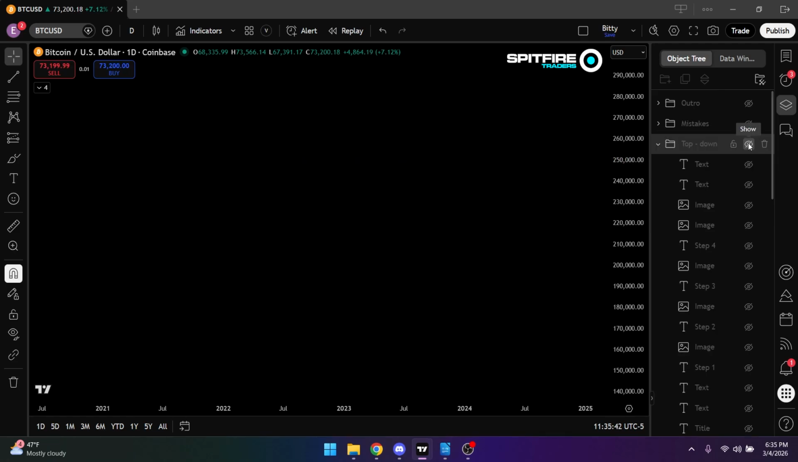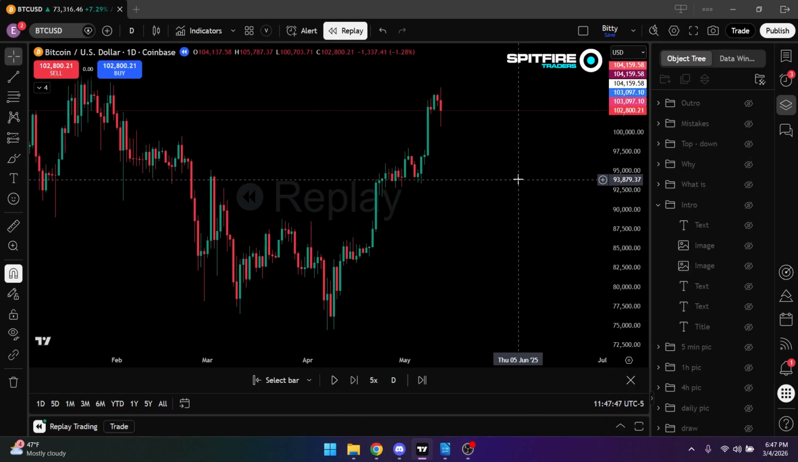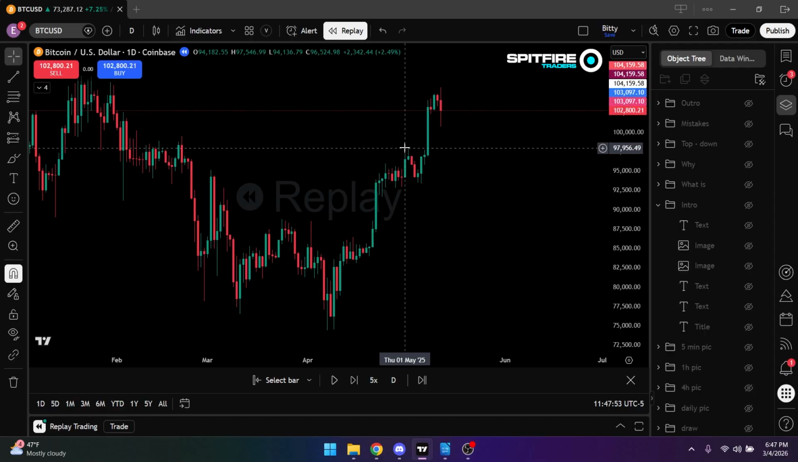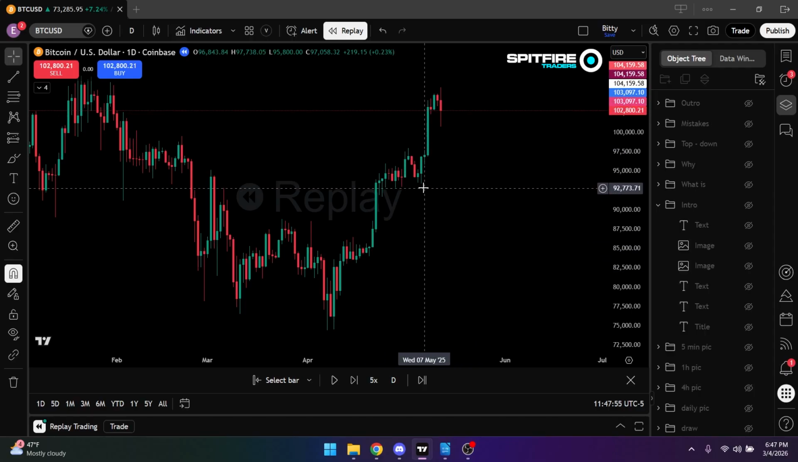Now, let's go through a quick example using the full top-down process. First, we start with a daily chart. We can see the market is making higher highs and higher lows, which tells us the overall trend is bullish. So our bias is clear. We are mainly looking for longs. Next, we move on to the 4-hour chart.